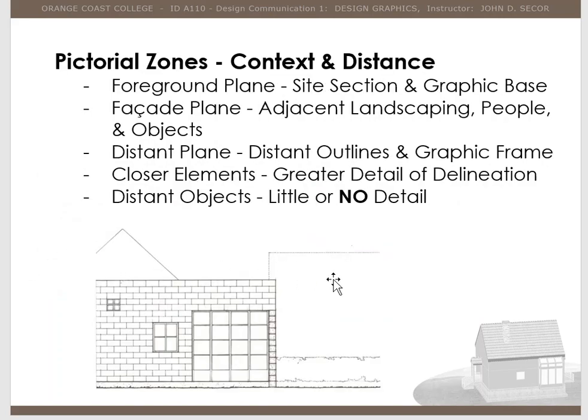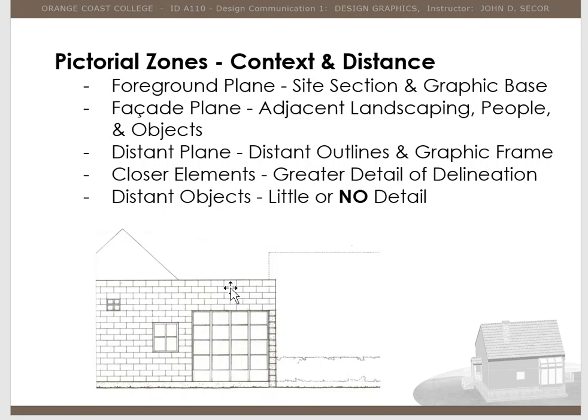Now, when we talk about pictorial zones, that's like context and distance. That's what we're talking about. And once again, the foreground plane, your site section, your graphic base, these are things that are in the foreground, in front of you. And they often and sometimes will get drafted. So you need to know what those are. And I'll point out some of those details in a later slide.